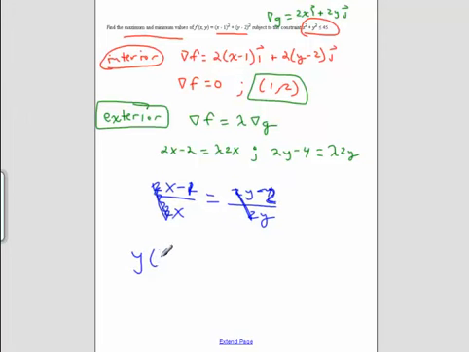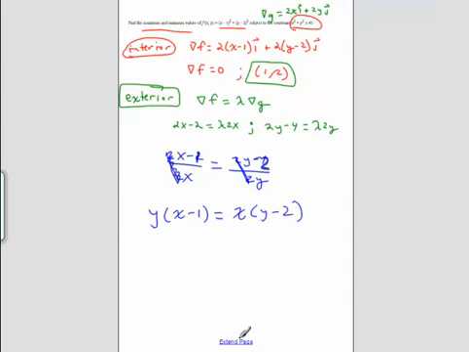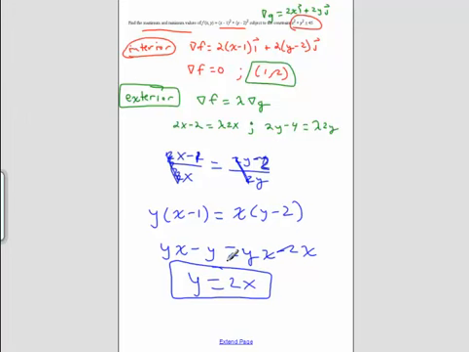And if we multiply across, we're going to get y times x minus 1 equals x times y minus 2. Simplifying this, yx minus y equals yx minus 2x, and this will simplify to y equals 2x. Well, since we have y equals 2x, we can substitute that into our original function.